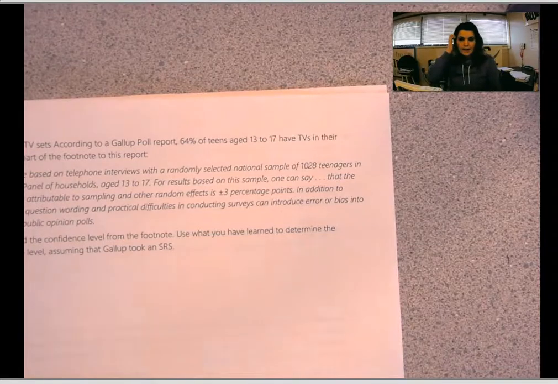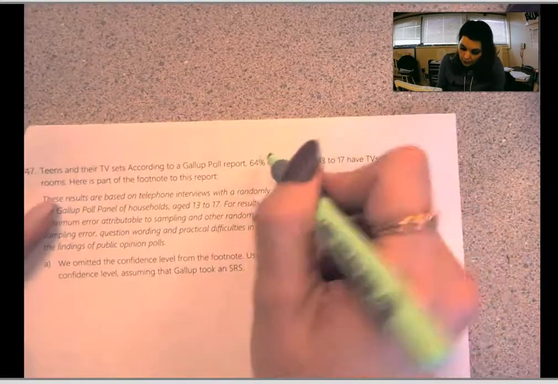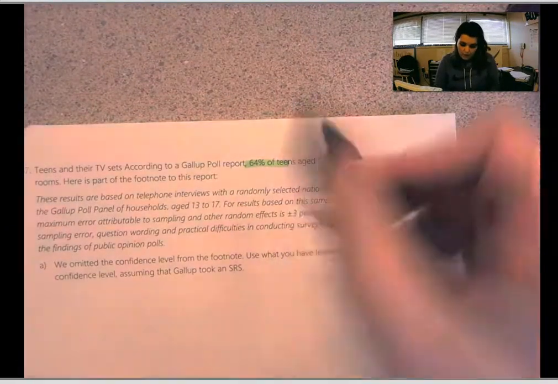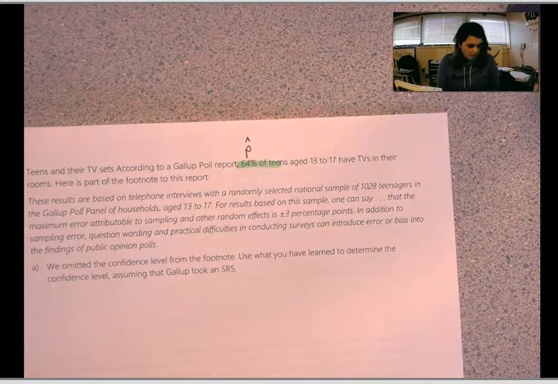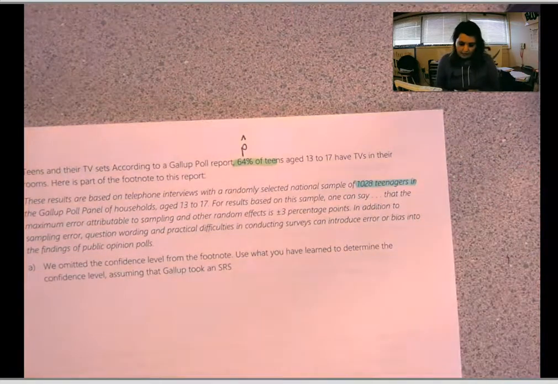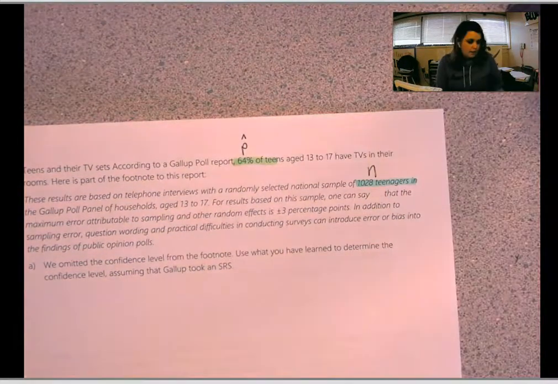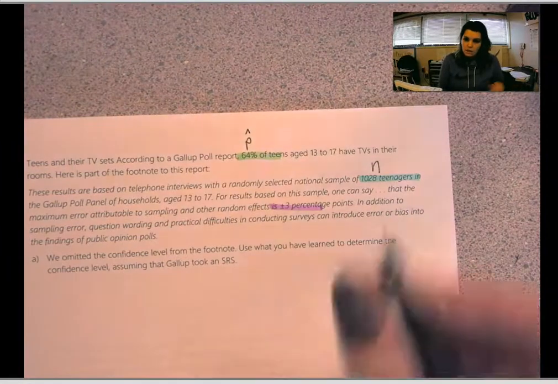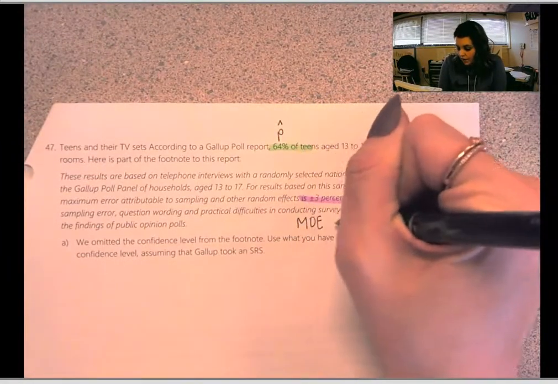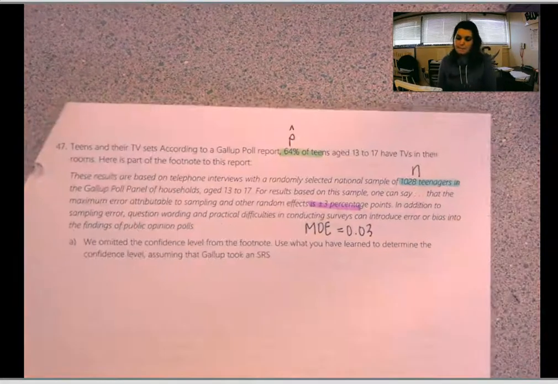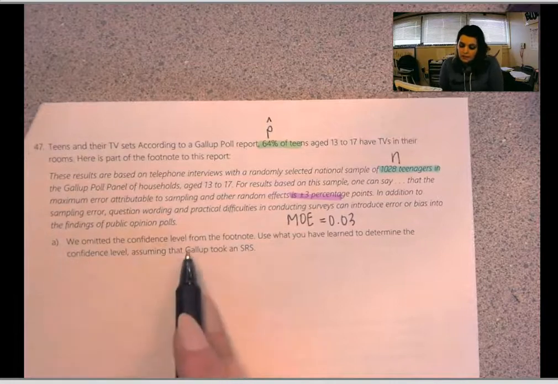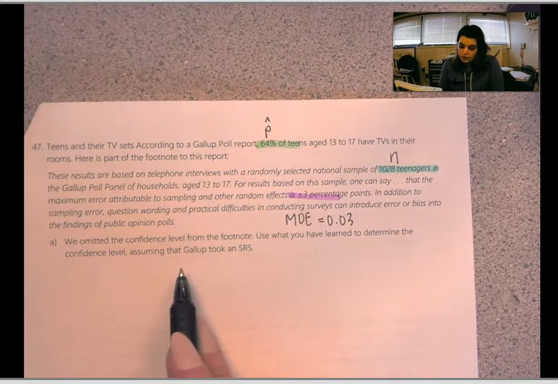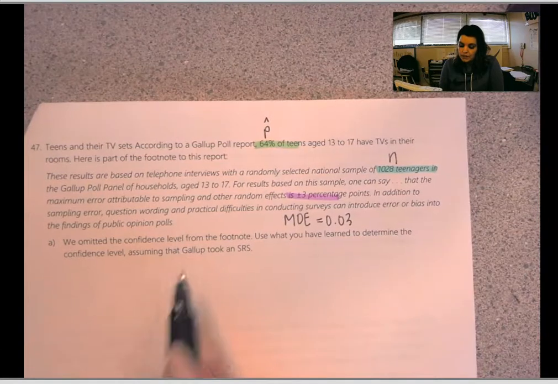So let's pull out the information that we might need. This guy, 64, would be our p-hat. They give us our sample size of 1,028. And then they tell us that our margin of error is 3 percentage points. So that means margin of error is 0.03. We omitted the confidence level from this footnote. Use what you have learned to determine the confidence level, assuming that the Gallup people took an SRS.